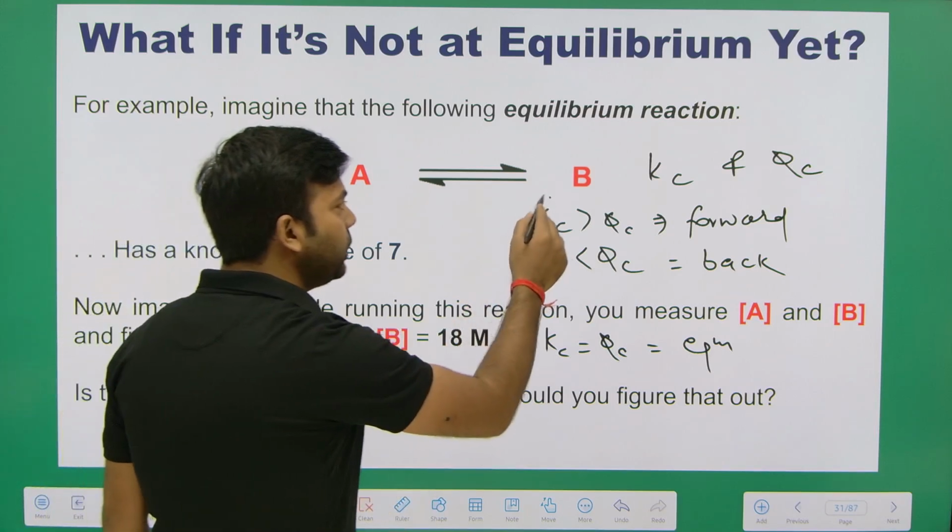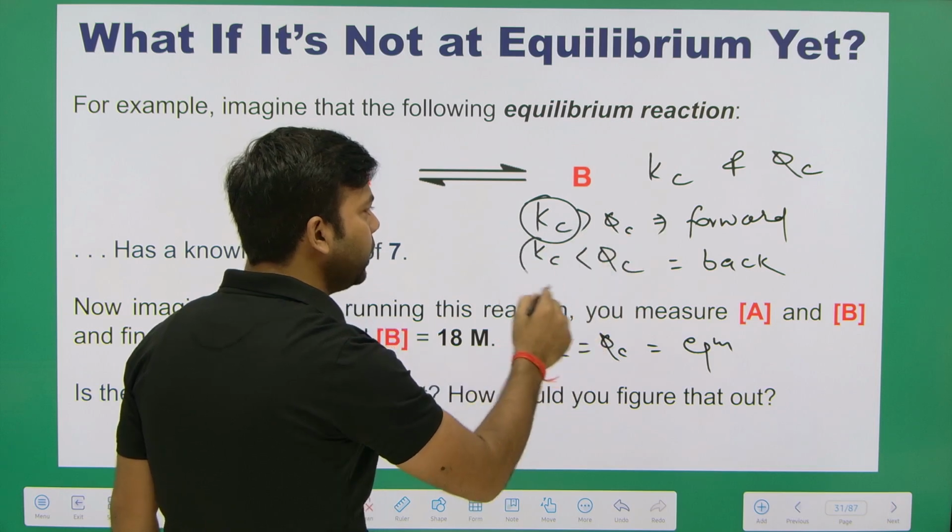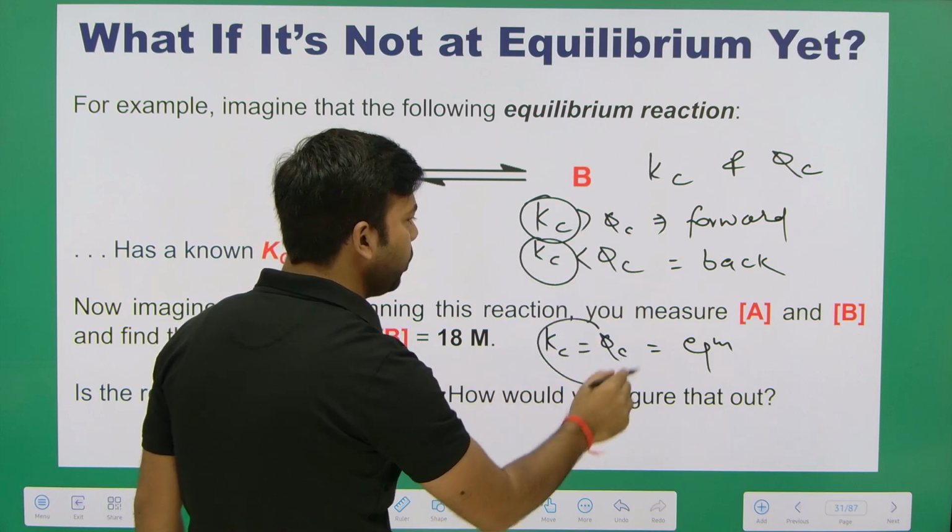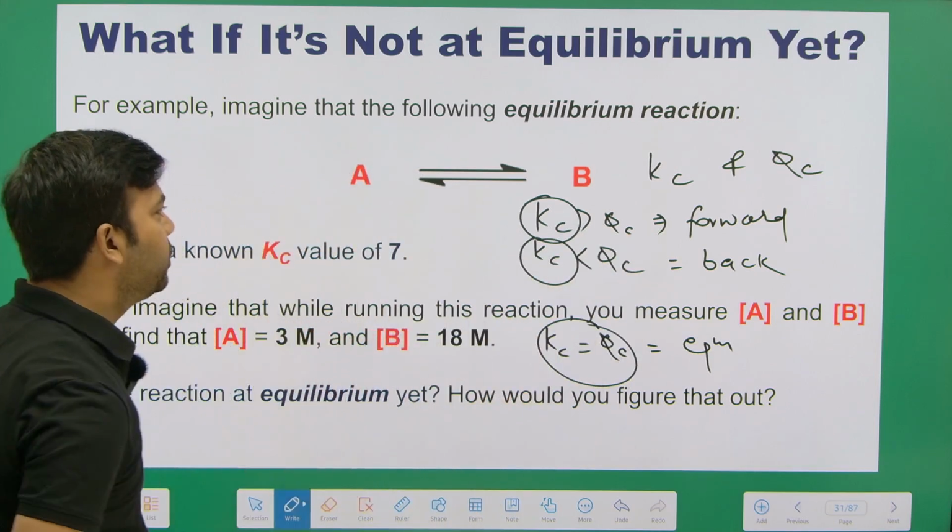Whenever Kc is greater than Qc, forward. Whenever Kc is less than Qc, backward. When they are equal, that means equilibrium. So what is Qc?